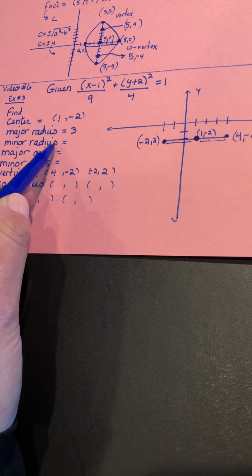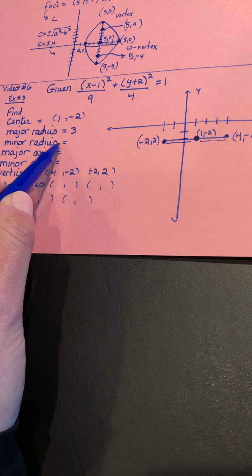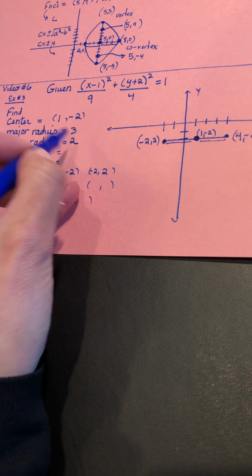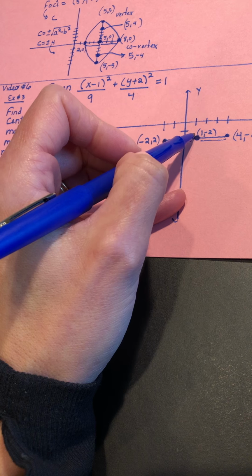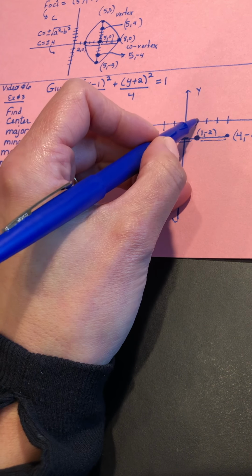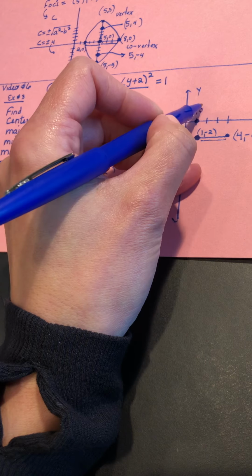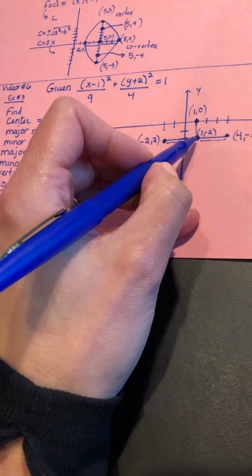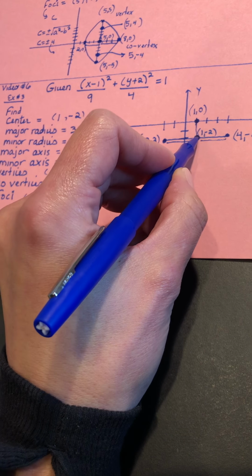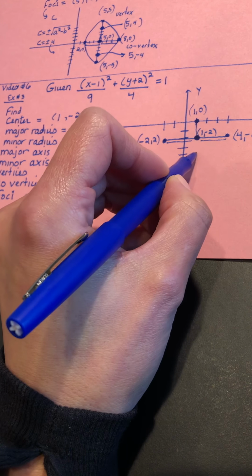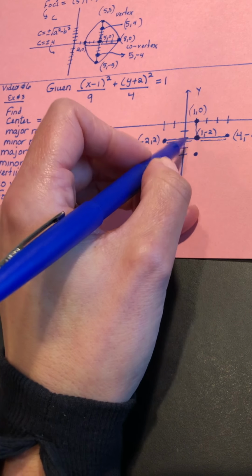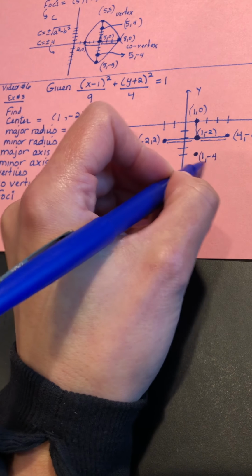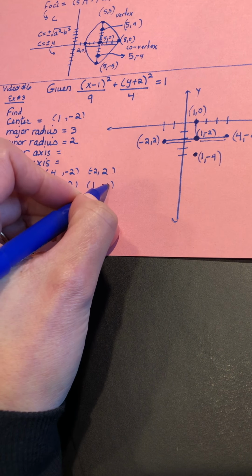Now the minor radius is given by the letter b. We know that b squared is 4, so the minor radius is 2. From the center, I'm going to go up 2, 1, 2. And this is going to land me at the point 1, 0. Okay, so I know one of my co-vertices is at 1, 0. And then I'm going to go down 2 units from this point. And that's going to bring me to the point 1, -4. And my other co-vertex is at 1, -4.